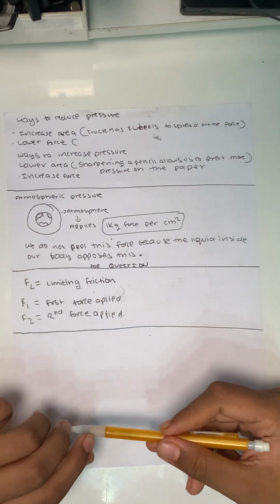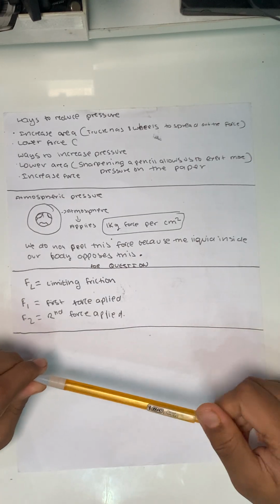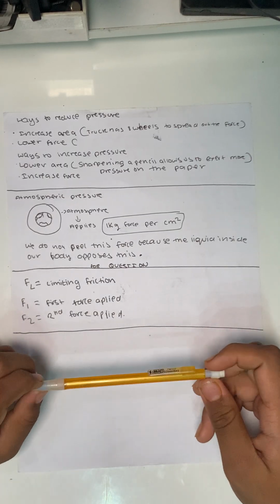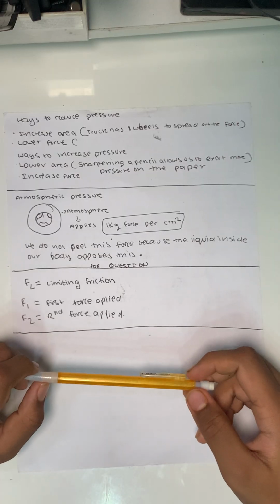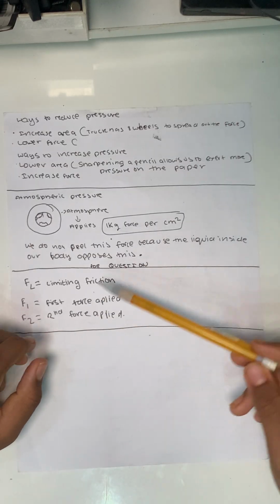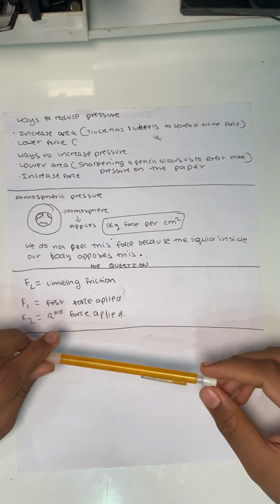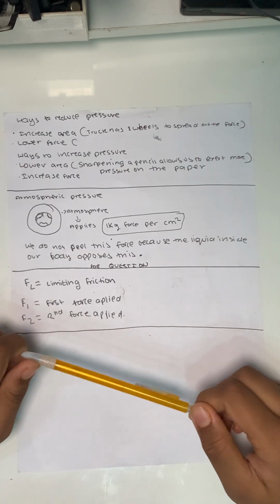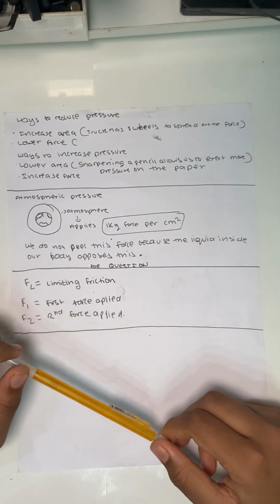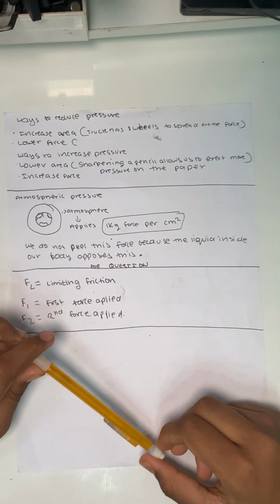Atmospheric pressure applies 1 kg of force per centimeter square. As in, on every single centimeter square on this earth, there is a kg of force being applied to it. We do not feel this because the liquid inside our body opposes this force.